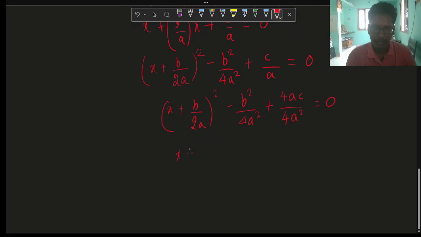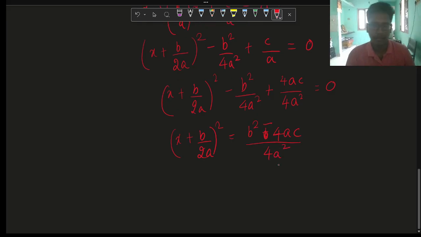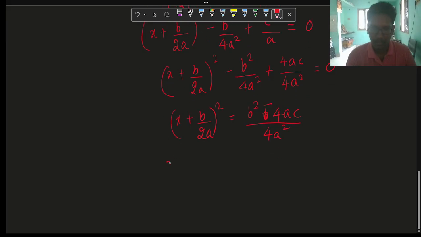Now (x + b/2a)² is equal to, transporting all those to that side, (b² − 4ac)/4a², right? Now x plus b by 2a, taking root on both sides, I would end up getting root over b² − 4ac divided by root over 4a², which is 2a.